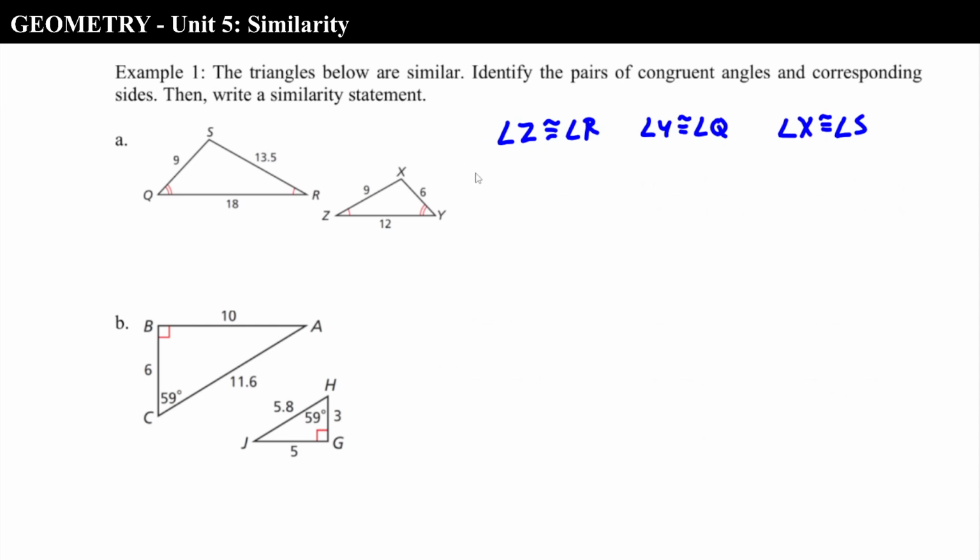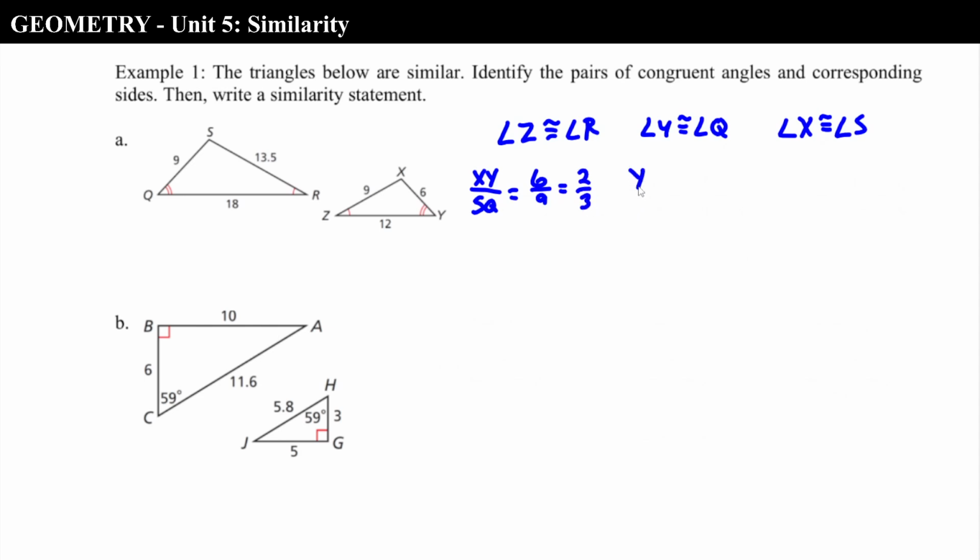Now let's compare the sides. We have XY over SQ. That's the first side we're going to compare. So XY is here, SQ is here. It's the side between our two ticks and no ticks. Okay, that's how we determine which sides we are comparing. We use the angles to help us out with that. So that is 6 over 9. And so therefore we have 2/3.